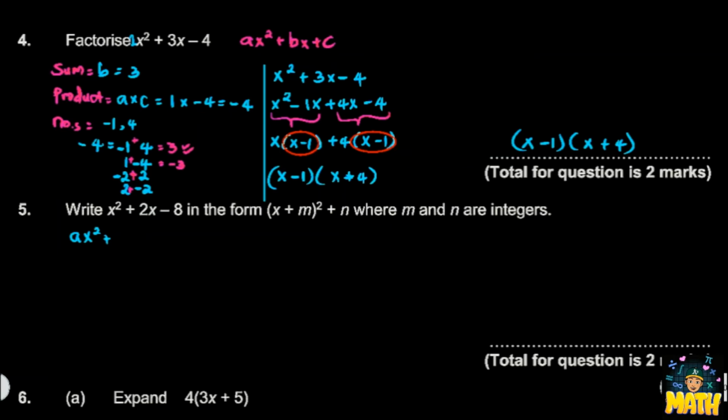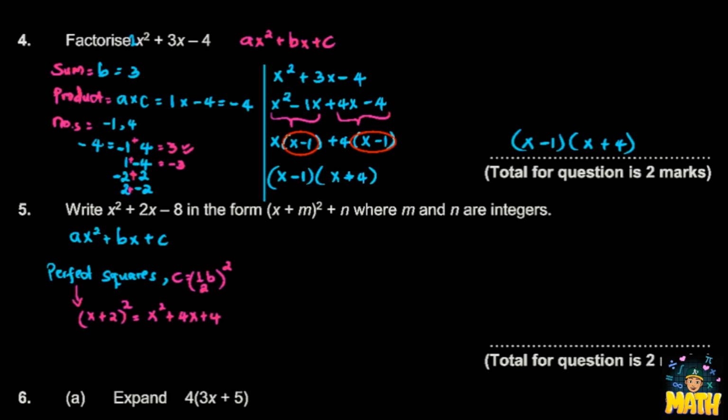This next question asks us to express this expression in the form of a perfect square and a constant n added to it. So what I'm going to use here is completing the square method. So for perfect squares, c and b are related in such a way that c is the same as the half of b squared. So a perfect square would be x plus 2 squared. If I expanded that, I would have x squared plus 4x plus 4.